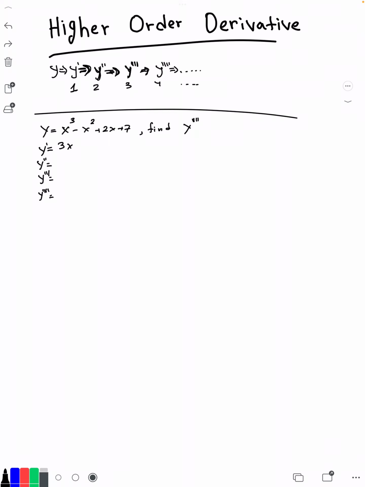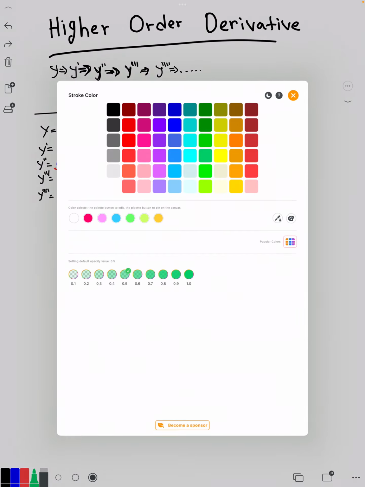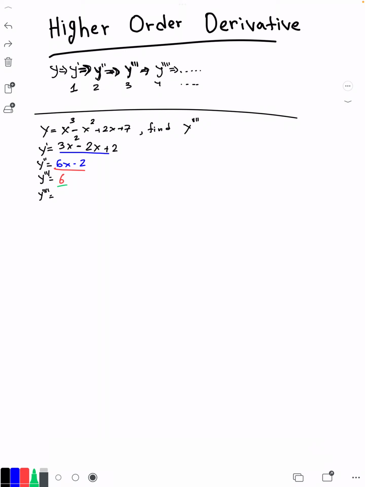3 multiplied by x is going to be 3x to the power of 2, because 3 minus 1. 2 multiplied by x is minus 2x, because we have a minus here. 2 minus 1, staying with x, plus 2, 7 disappears. Now, the second derivative is going to come from this derivative. So we're going to have 3 multiplied by 2, 6x minus 2. Now, the third one will come from this one. We're going to be left with 6. And the fourth one will come from this one, which results in 0.